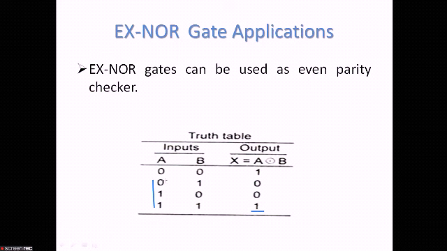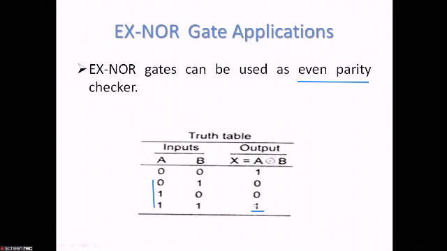This XNOR gate can be used as an even parity checker. What is the meaning of even parity? Even parity means there will be an even number of ones, that is, this case where there is an even number of ones. This can be used as an even parity checker, so the output will be 1. So this two-input XNOR gate can be used as an even parity checker.